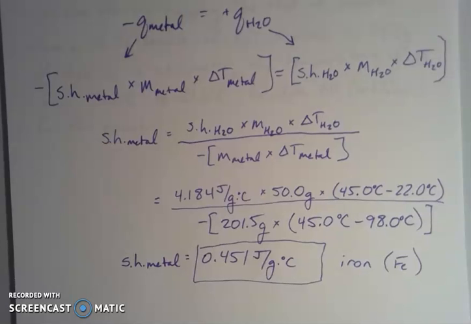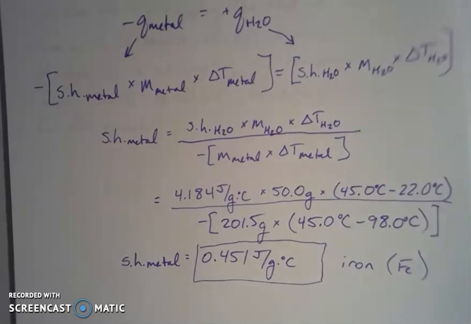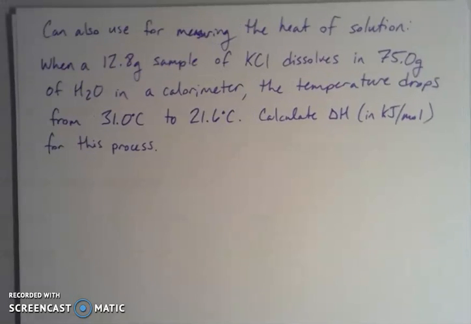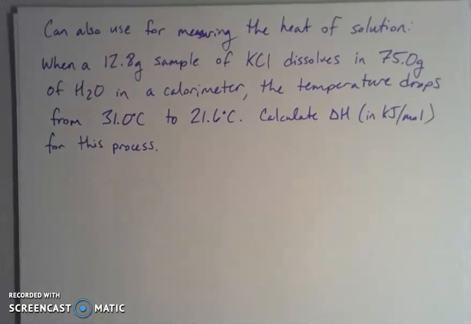Now another application of a calorimeter and calorimetry is using that same kind of setup. I could also find information about the heat of solution. So I have my coffee cup, and instead of putting metal in there, I'm going to dissolve a sample of KCl. Potassium chloride is a salt, so that solid would dissolve. It's quite soluble. And now I have a solution made up of my salt and the water, and I can measure the difference in temperature.